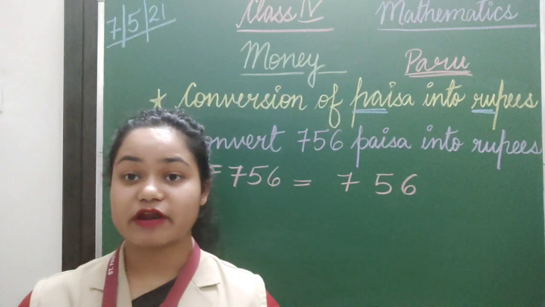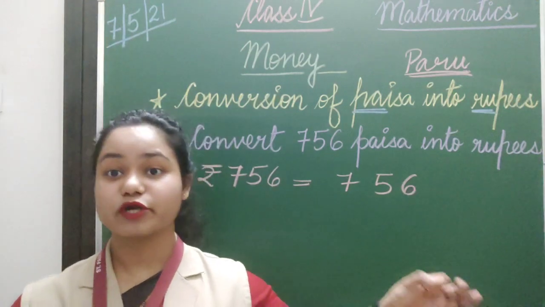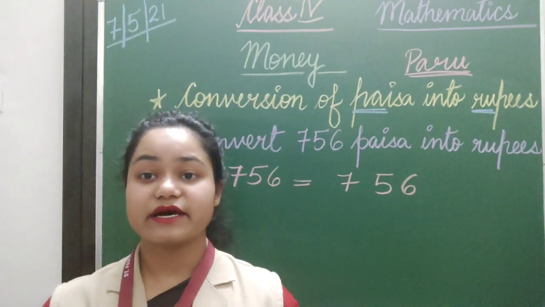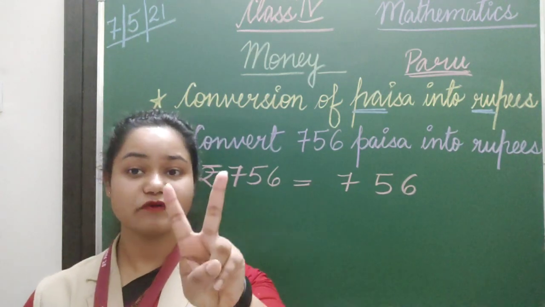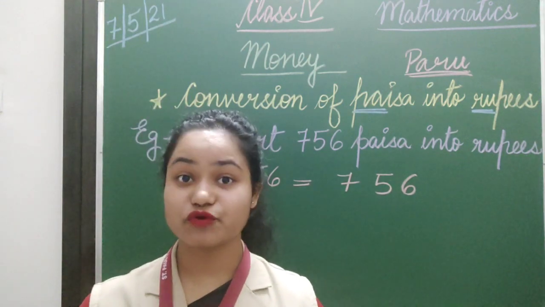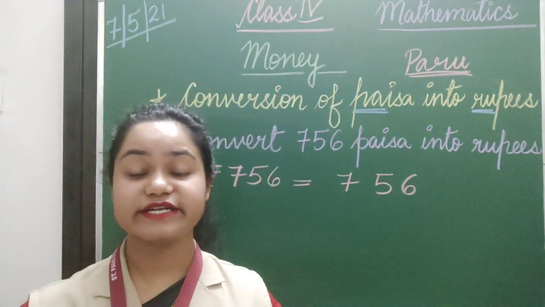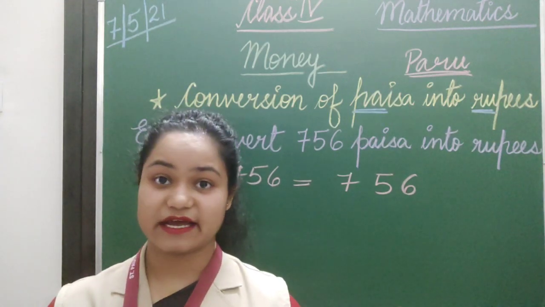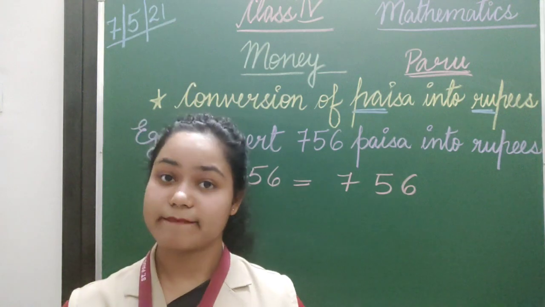So for converting into paisa, what Rupa used to do was, if the number is not having a point, she used to give 2 zeros to that number. And if that number is having a point, she used to remove that point in order to convert that number into paisa. Convert that rupees into paisa.